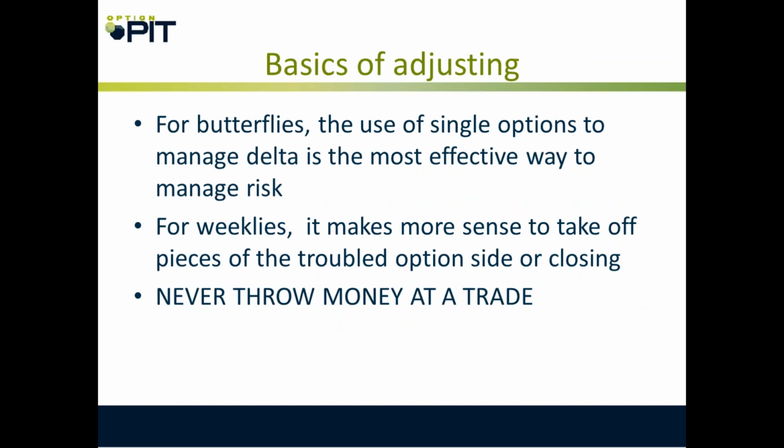All right, so now let's just talk about basics of adjusting, real basic. For butterflies, I really like to use single options, buying calls or buying puts, to manage delta. For weekly options, I typically put them on, and then if they don't work, I take them off, or I'll slowly remove the side that's being hurt. That's the other adjustment that I'll do. So if I've got a butterfly on and the underlying is rallying, I'll slowly buy back call spreads.